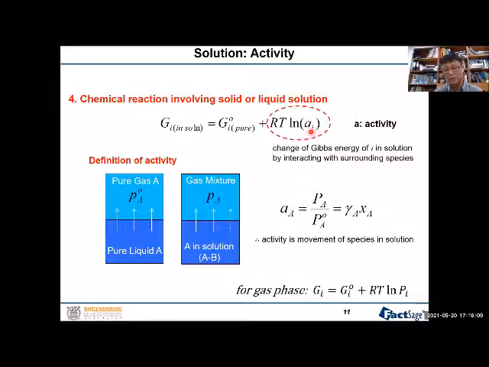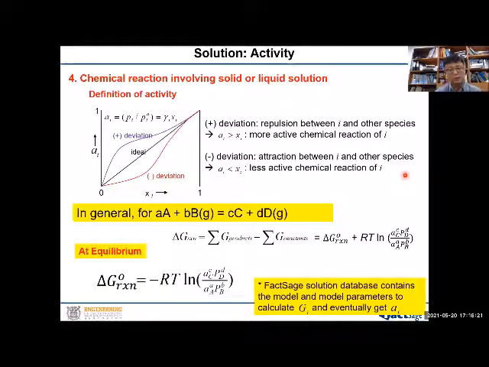And this activity depends on the species in your solution. This is the correction term coming from your surrounding species, and this correction term changes depending on your surrounding material. So, for example, you can make an ideal solution, a negative deviation solution, or a positive deviation solution from the ideal solution, depending on what kind of species you are mixing together in the given solution phase.